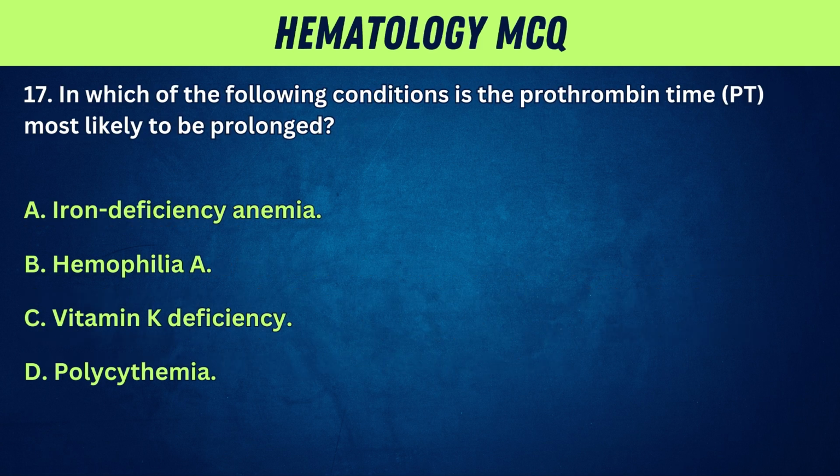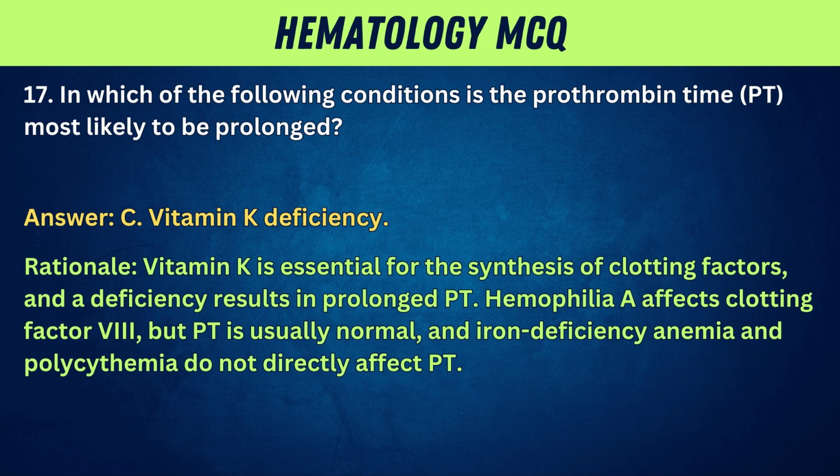17. In which of the following conditions is the prothrombin time, PT, most likely to be prolonged? A. Iron deficiency anemia. B. Hemophilia A. C. Vitamin K deficiency. D. Polycythemia. Answer: C. Vitamin K deficiency.